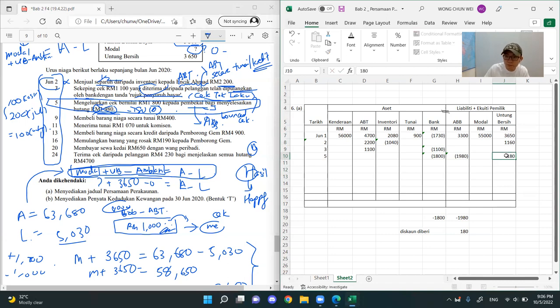180 ringgit. So now you try again. So your jumlah for asset is minus 1,800 ringgit. But for liability plus equity milik, you try. You use minus 1,980 plus 180, you get what? Minus 1,800. Ta-da! Nah, sekarang imbang dah.